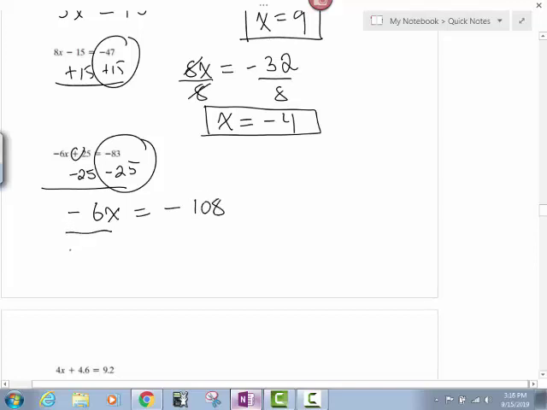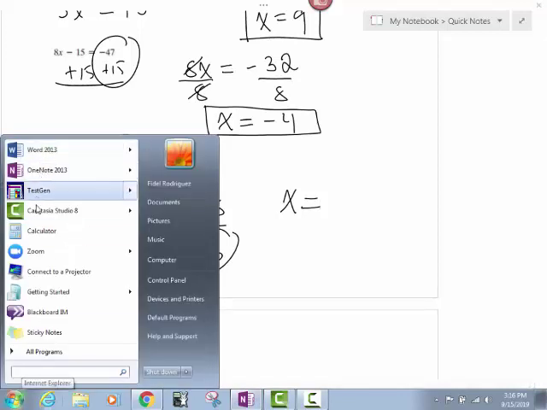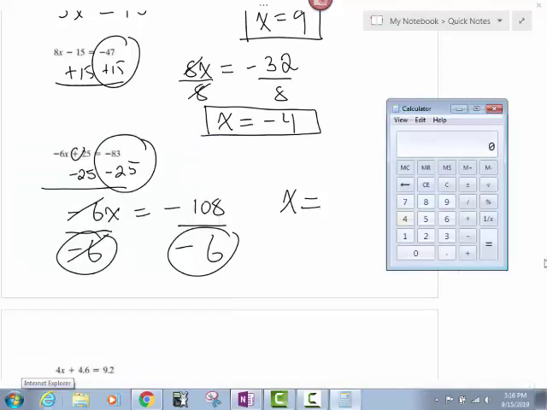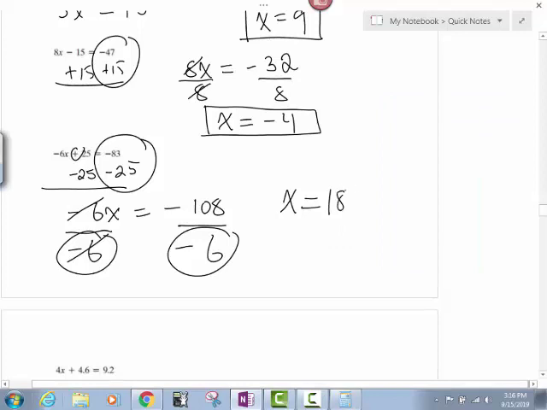The last step, we're going to divide by the number in front of our x, which is a negative 6. Notice they're both negatives. I can't forget the sign on either one. Let me grab my calculator real quick. Here we go. First off, we know a negative divided by a negative is going to be a positive. So I'm just going to write 108 divided by 6 equals 18. So x equals 18.